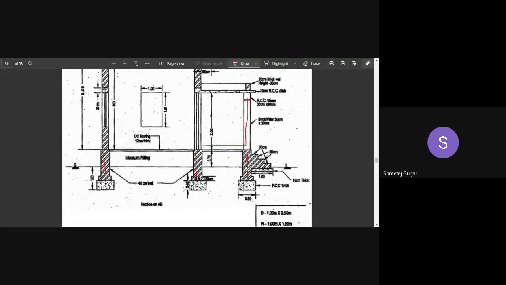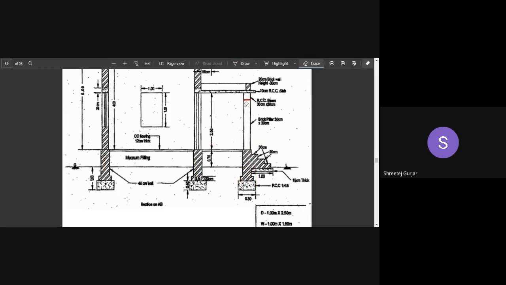We can see here they have provided foundation, right? Yes, sir. So that is why we need to consider this also while calculating your excavation and foundation work. But while calculating your brick work in superstructure, we need to skip this. Okay. Yes, sir. Okay, so I hope you have understood.